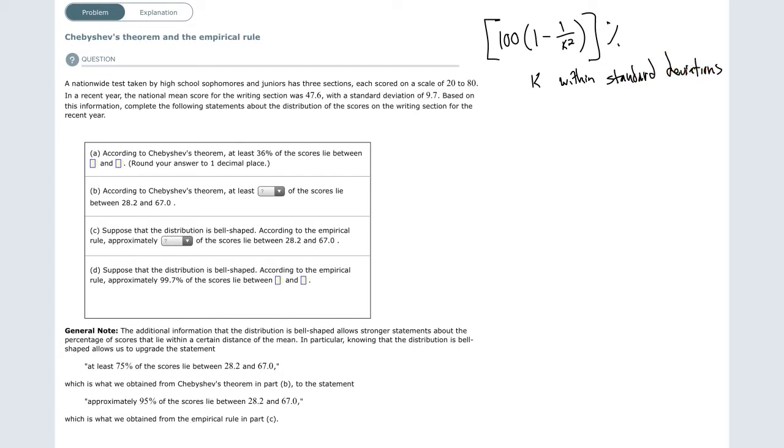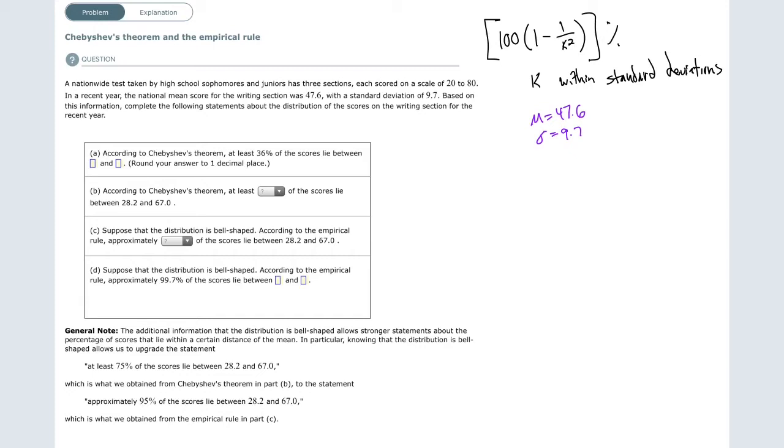All right, so you were saying that you had a problem with the one like part A that had the percentage. Let's read it real quick. A nationwide test taken by high school sophomores and juniors has 3 sections, each scored on a scale of 20 to 80. In a recent year, the national mean score for the writing section was 47.6. So my mean is 47.6, and my standard deviation is 9.7. Based on this information, complete the following statements about the distribution.